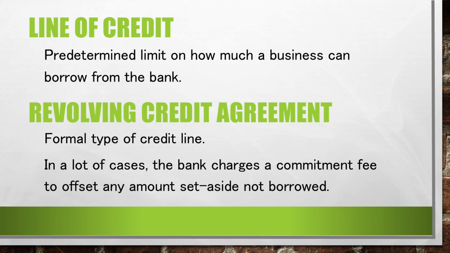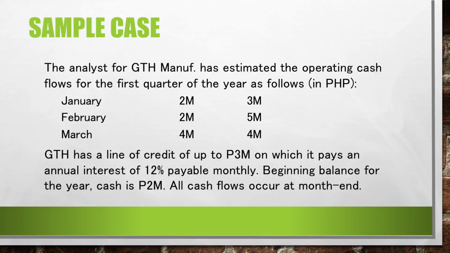It is possible for the company to arrange future financing by putting up a credit limit. A line of credit is a predetermined limit on how much a business can borrow from the bank. To demonstrate how this works, let us refer to the following calculation. The analyst for GTH Manufacturing has estimated the operating cash flows for the first quarter of the year as follows in Philippine peso.